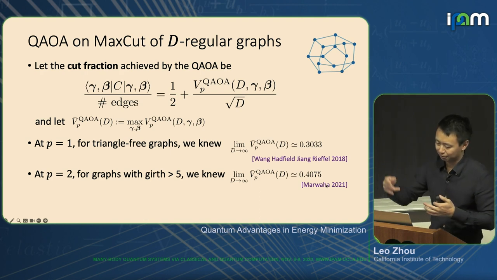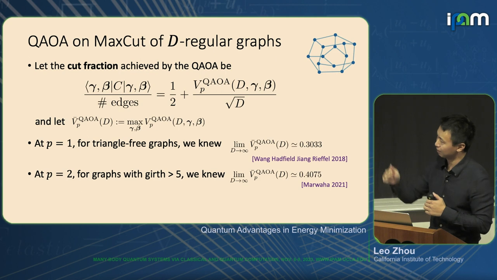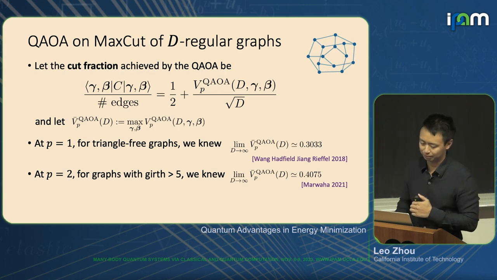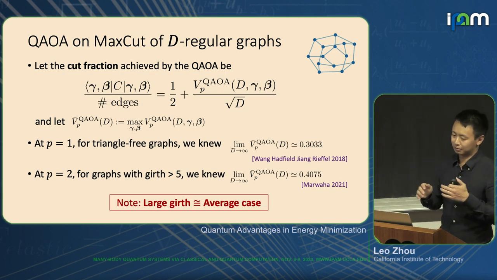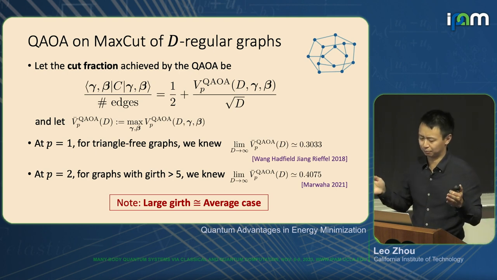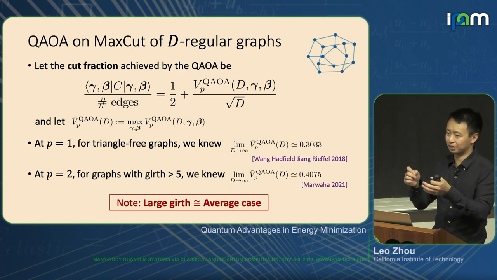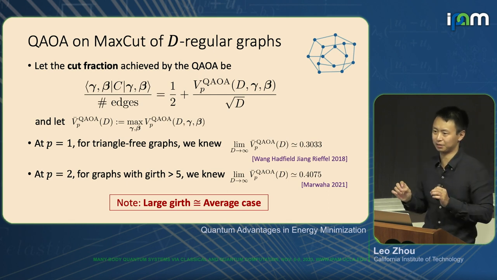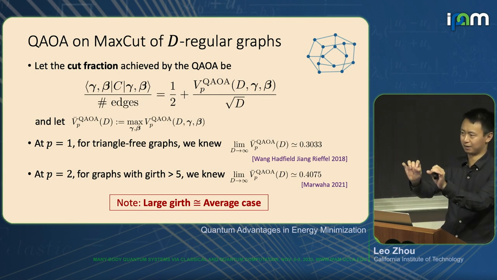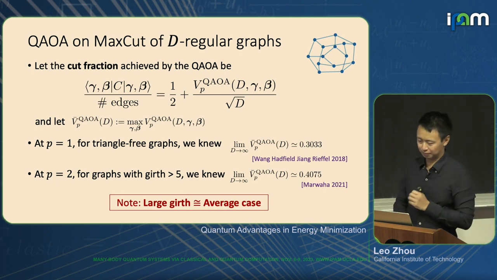But then this calculation got stopped because there was some difficulty. I should also mention that here I'm talking about triangle-free graphs and girth being greater than some number. But this assumption of large girth is equivalent to looking at average cases. If you look at a random regular graph, the probability of having a small cycle becomes small as the system size gets large. So most neighborhoods in a random regular graph look like a tree. There are no small cycles.